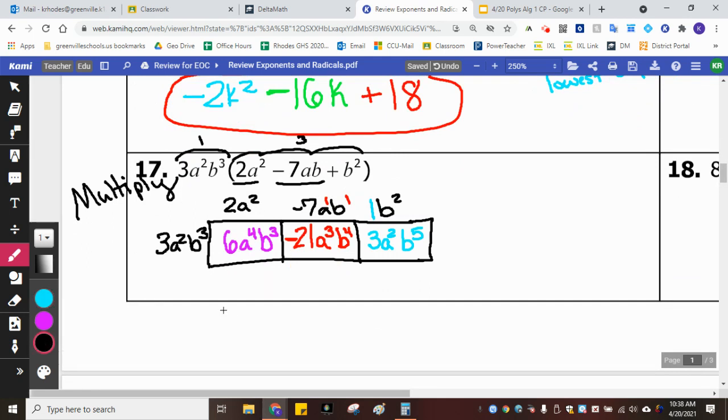And then when you write out your answer, just make sure you put a sign in between everything. So this negative will be our minus sign. There's not a sign in front of the 3, so it is a positive 3. And that's right.